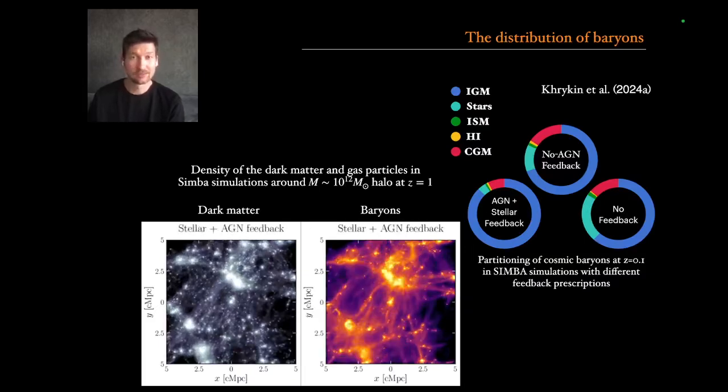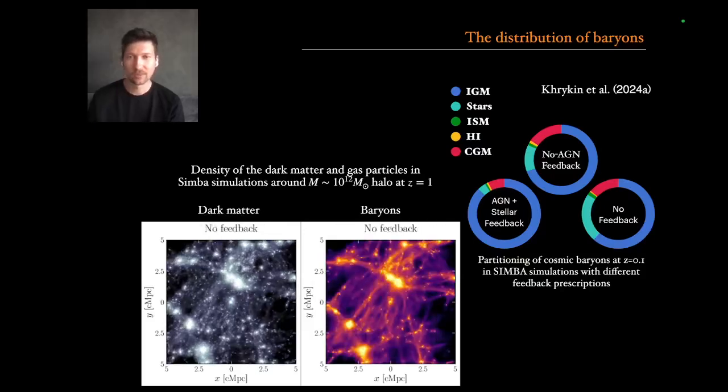Indeed, the results of the hydrodynamical simulations show that the distribution of baryons is significantly affected by the stellar and AGN feedback mechanisms at low redshifts. The feedback not just influences the individual galaxy, but it also modifies the distribution of baryons in the large-scale structure on the 10% level. And this is apparent from the animation in the bottom left corner of the slide, where I show the density of the dark matter on the left and the density of the baryons on the right in the SIMBA suite of hydrodynamical simulations with different feedback prescriptions.